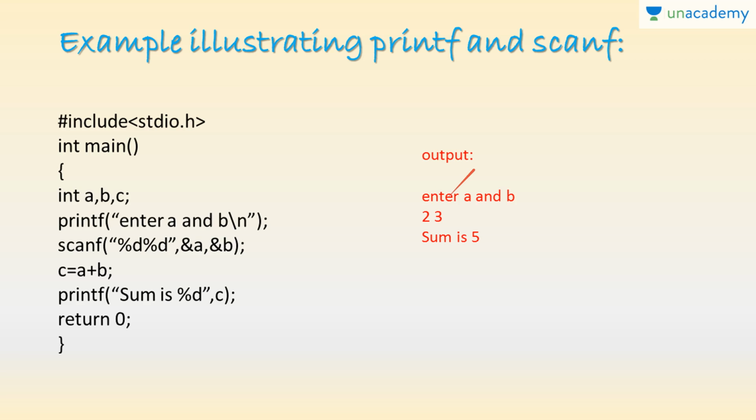Then the operation is being done, that is C equals A plus B. So 2 plus 3 is 5. So the sum is %d. Why %d? Because it is integer data type. So C should be printed. C is the result. So instead of %d, it will output the value of C, that is 5.